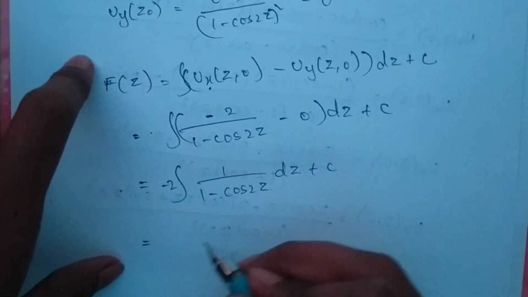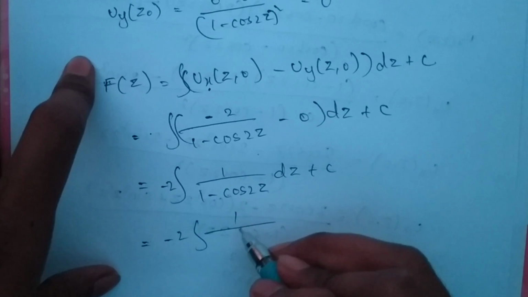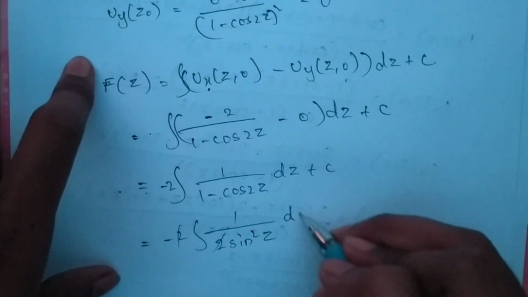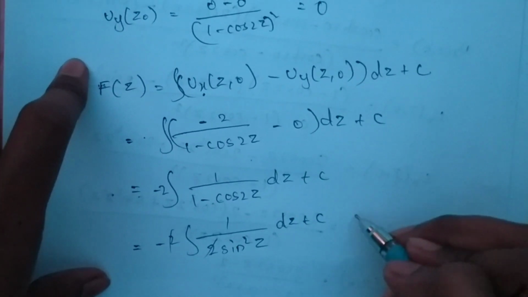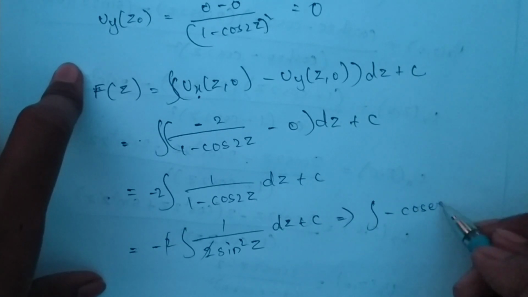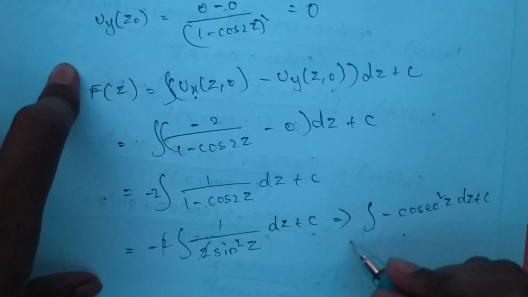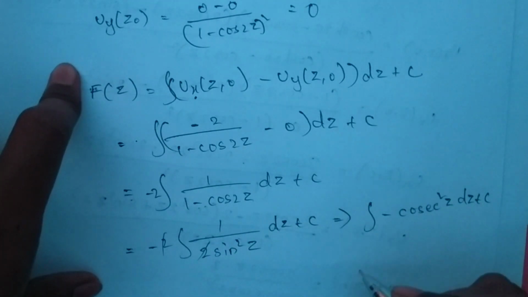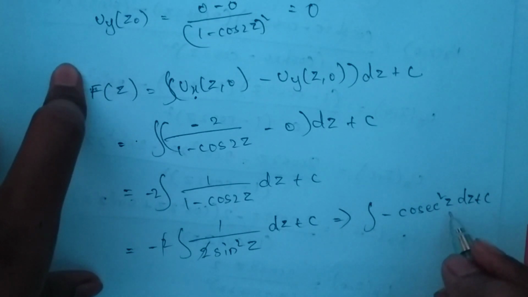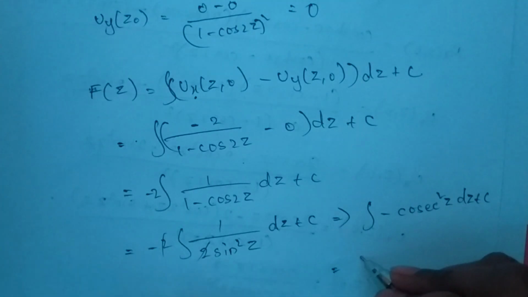Here, minus 2 integral 1 by, we can write 1 minus cos 2z as 2 sin square z. Here 2 will be cancelled. So if you simplify it, it is minus cosec square z dz plus c. The integral of minus cosec square z dz is cot z plus c.